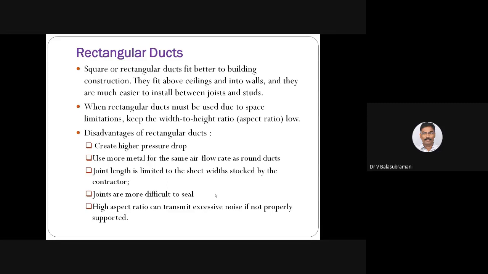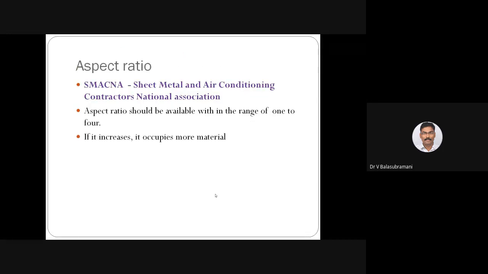When rectangular ducts must be used due to space limitations, keep the width to height ratio very low. The aspect ratio is nothing but the ratio between the longer dimension and the smaller dimension. The limitations: higher resistance means higher pressure drop, uses more metal, joint length is limited to the sheet width, the joints are difficult to seal, and a high aspect ratio can transmit excessive noise. So what is called aspect ratio? I have already told you, it is the ratio of the higher dimension to the least dimension.